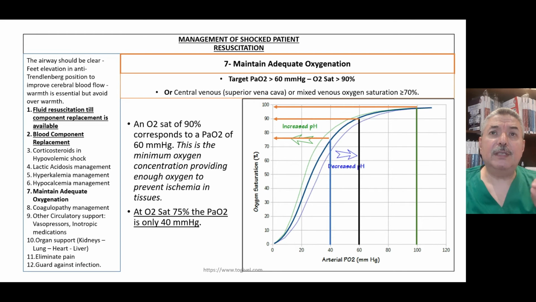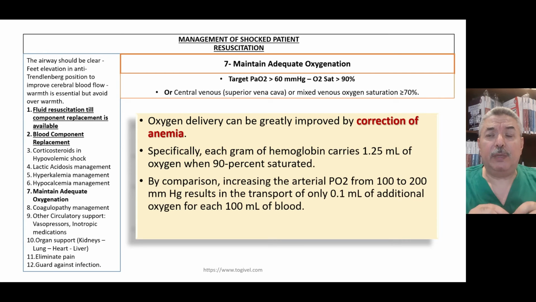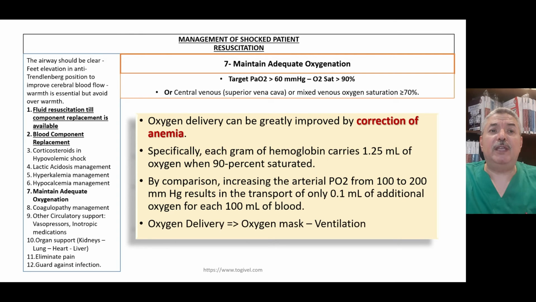How can I increase the oxygen delivery to tissues? The best thing is to correct anemia, because specifically every gram of hemoglobin carries 1.25 milliliters of oxygen when 90% saturated, which is the least saturation that I accept. By comparison, if you increase the oxygen pressure without increasing the hemoglobin, from 100 to 200 millimeters mercury, this will lead to transport of only 0.1 milliliter of additional oxygen for each 100 milliliters of blood. So evidently, correction of anemia is the best method to improve oxygenation.